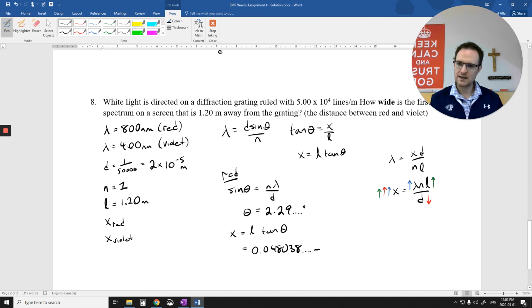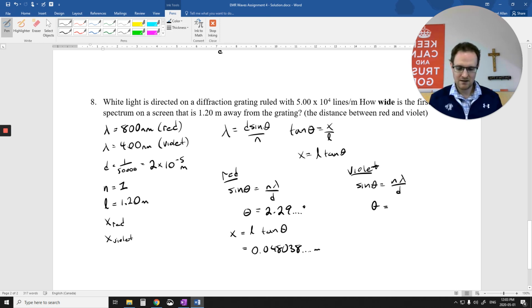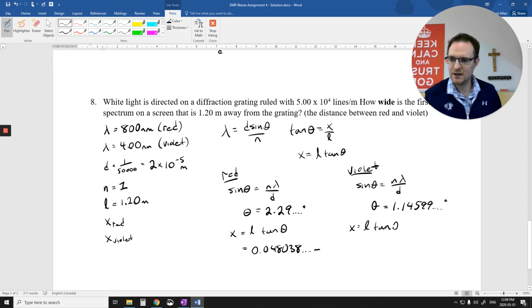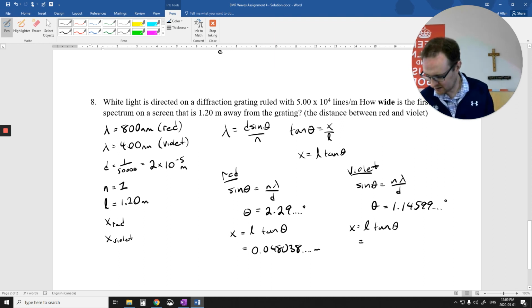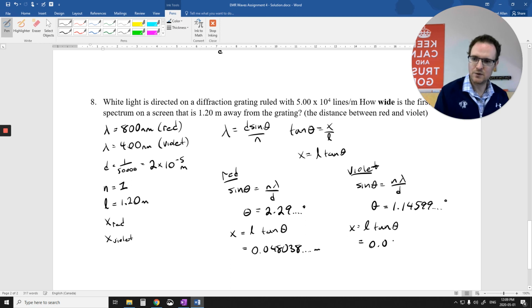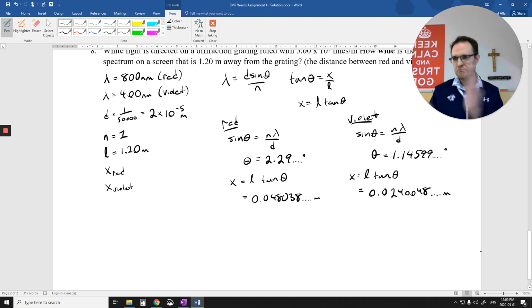Then we're going to do this all over again for violet. So sine theta equals n lambda over d, and we're using this for the violet light. So my lambda is going to be 400 nanometers this time. All right, so I found an angle here, 1.14599, and a bunch of decimals there. Plugging it back into this L tan theta formula, so 1.2 times the tan of this angle, I find a distance to the violet light to be 0.024048 meters.